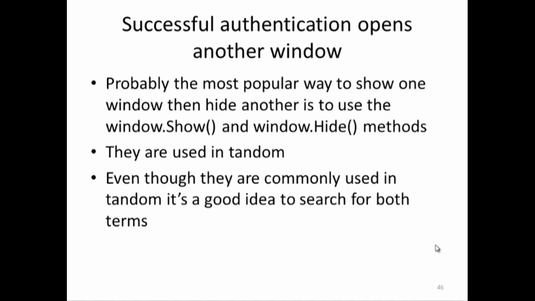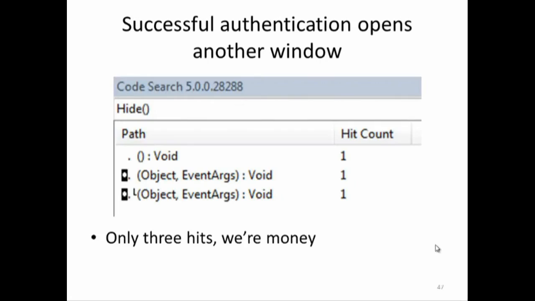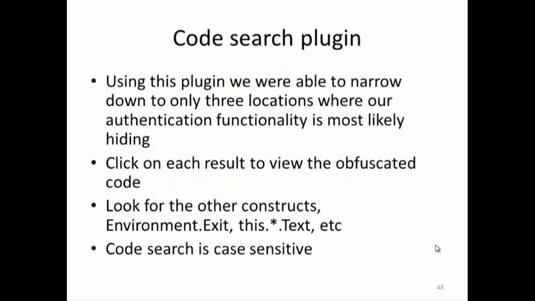Even though they're commonly used in tandem, it's still a good idea to search for both terms when you're trying to dig through the application and figure out the functionality. So here I just did a search for Hide with the parentheses, and now there's only 3 hits. So now we're money. We've narrowed it down to 3 hits. Just go click, click, click, and review those 3 blocks of code. Which one of those 3 blocks of code is the functionality we're searching for? Or maybe it resides in all 3. Maybe it's broken up into those 3 blocks of code. So, the code search plugin.